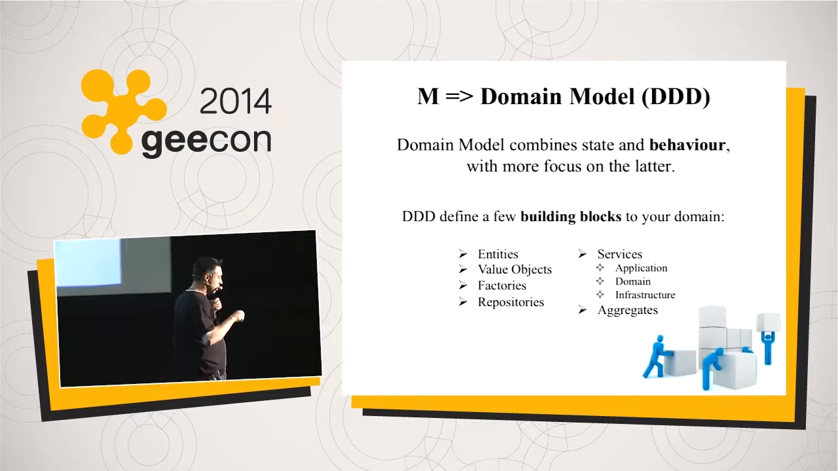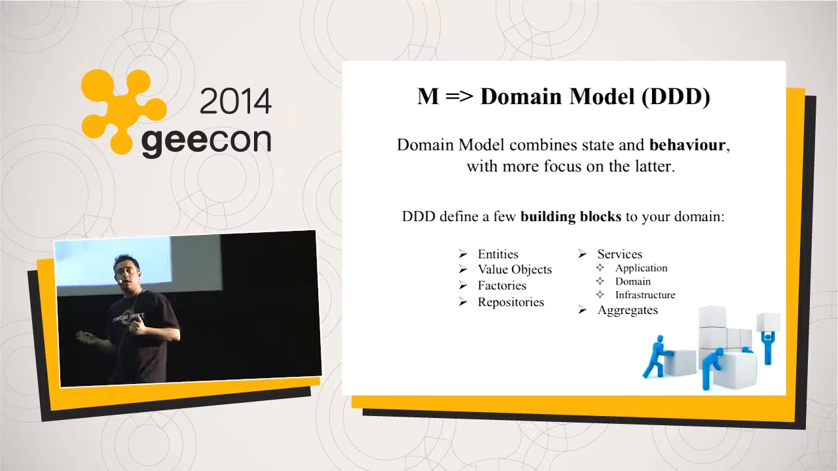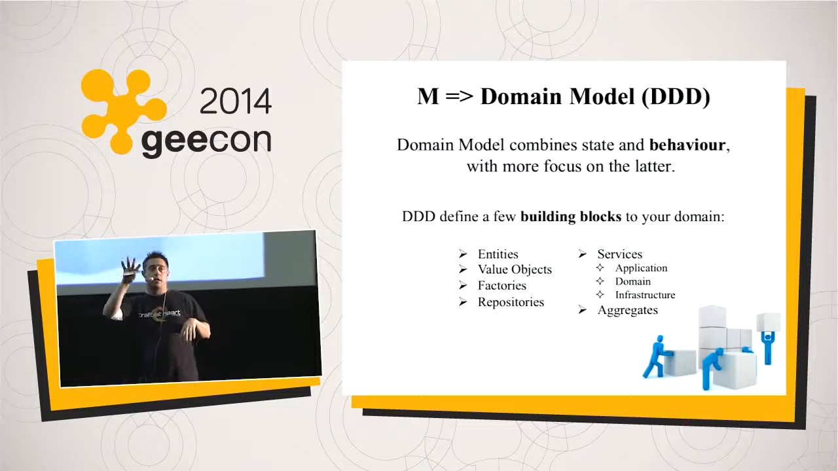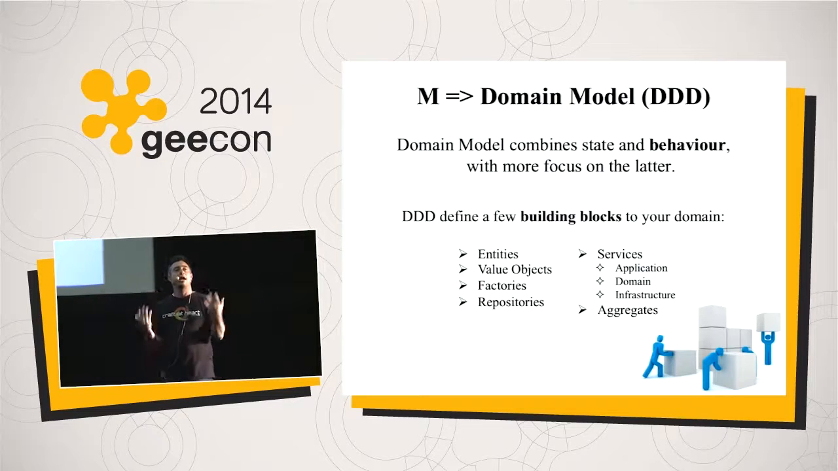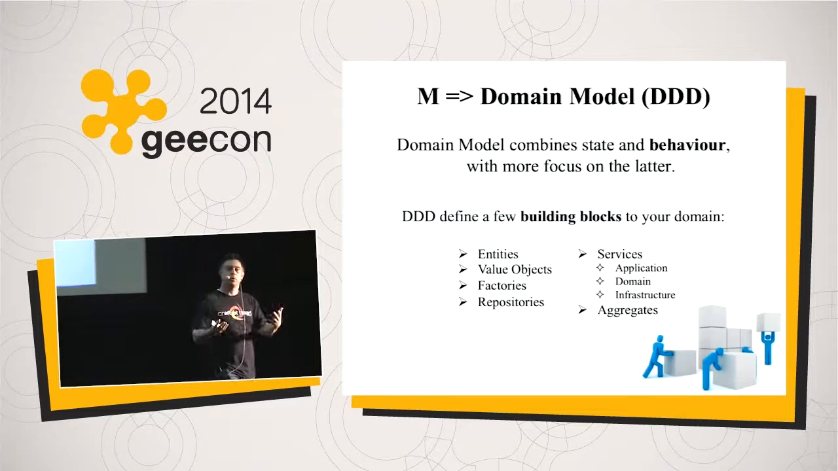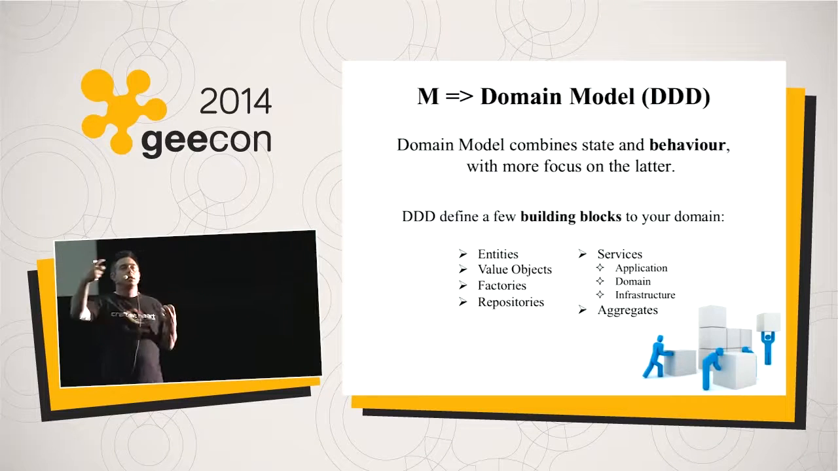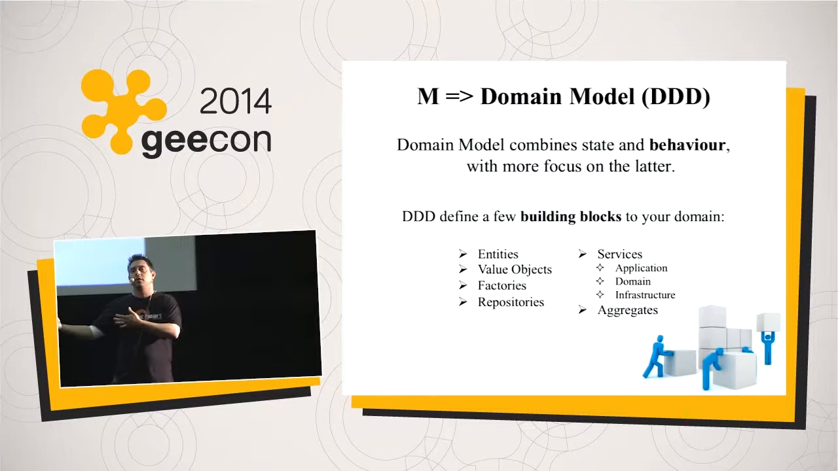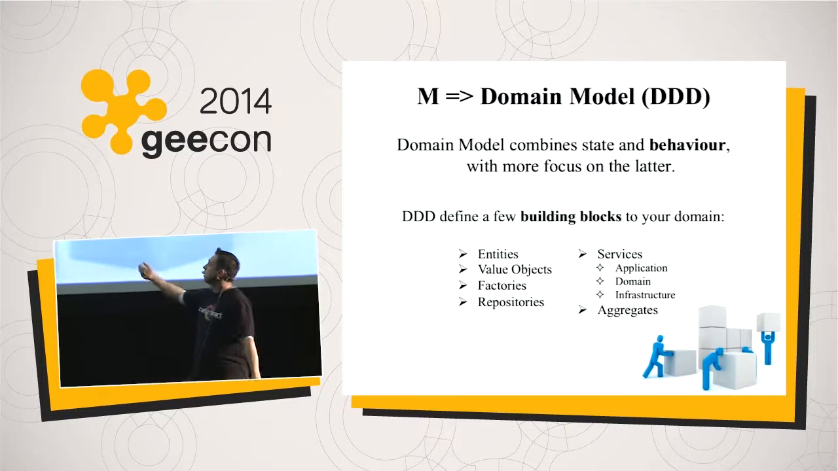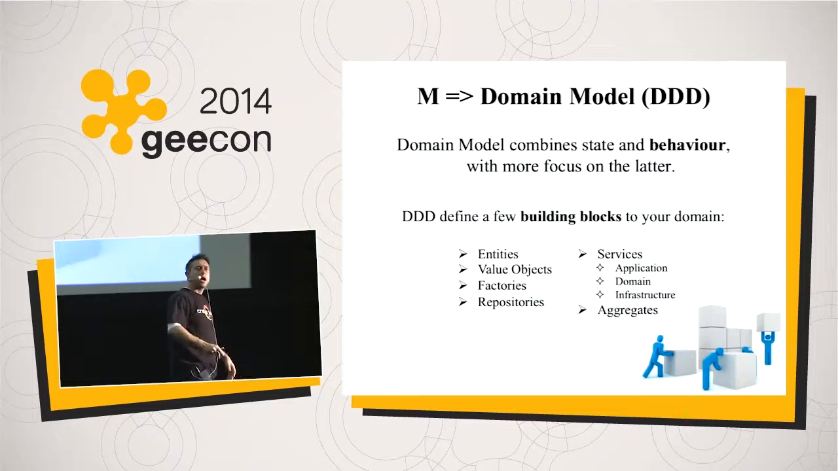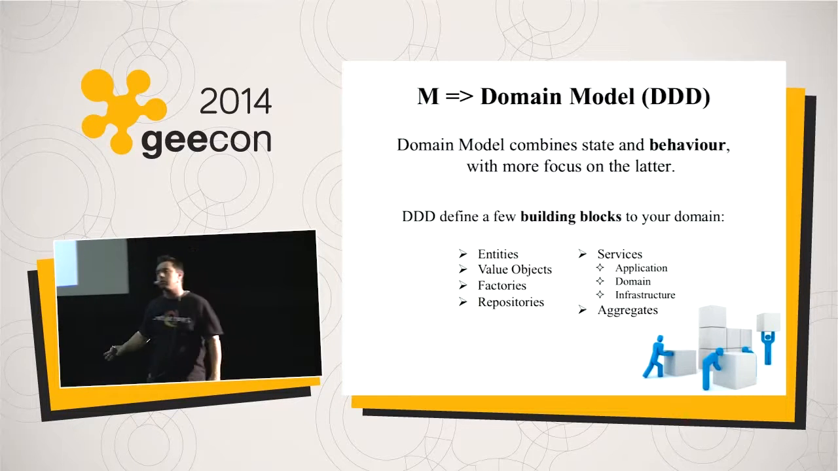For me, my model is the domain model, what is described by domain-driven design, where state and behavior are together, and the focus is more on the behavior, what my application does. And all the data structures, my entities, they emerge from the features that I have, from what I need my application to do. And DDD has a few building blocks. How many of you are familiar with DDD? Oh, quite a lot of people, so I don't need to do a lot of explanation.